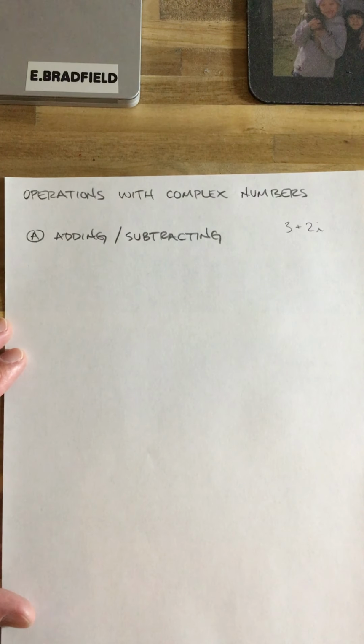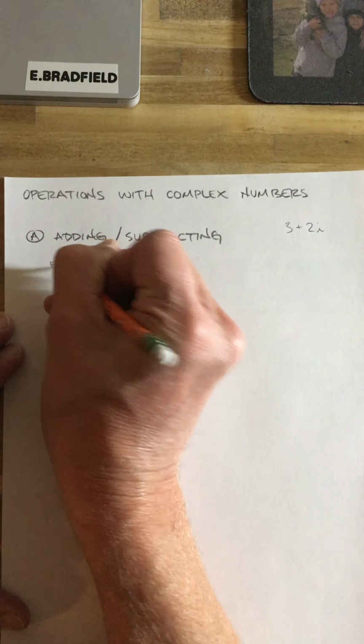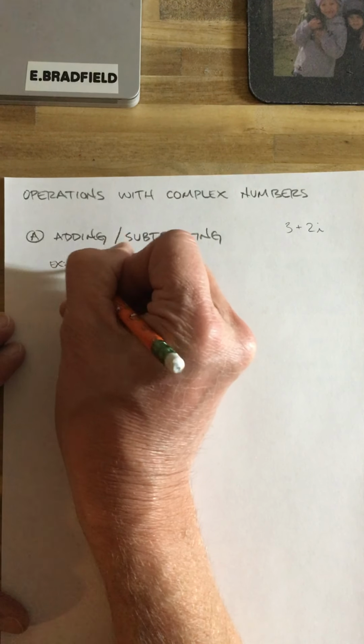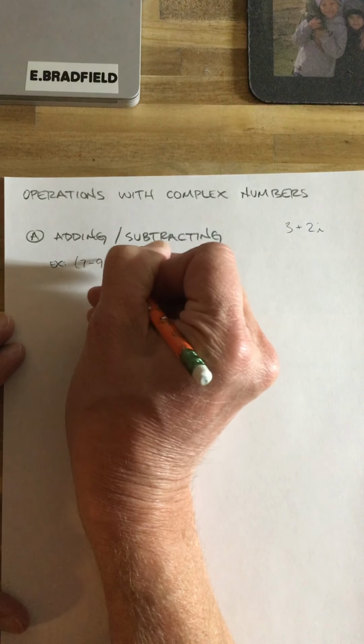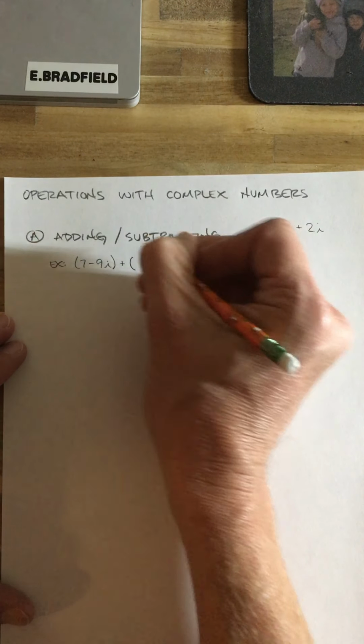So one thing we're going to do is take complex numbers and add them together. We might also subtract complex numbers. So we'll start off with something like this. Let me give you an example. We have 7 minus 9i, plus negative 6 plus 4i.